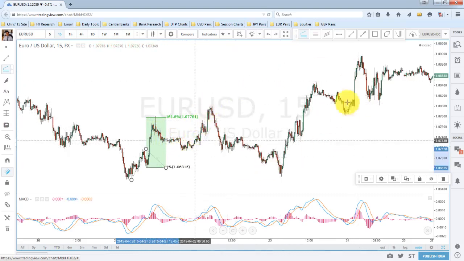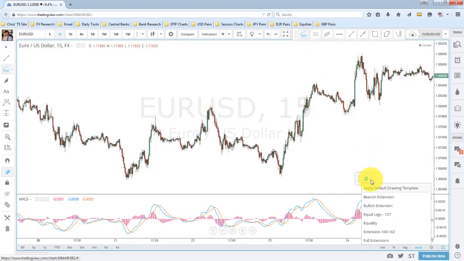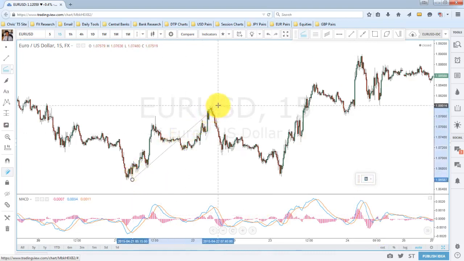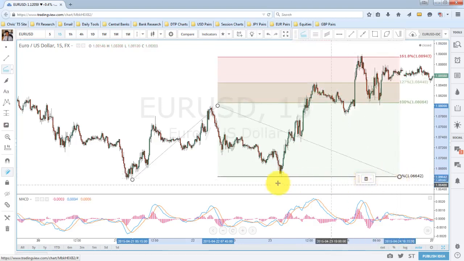Now let's look at the extensions on the larger swing. Let me just get rid of these. And I'm going to go back to our regular extensions here. And we're going to measure from this low to the high, okay, back down to the low. The low is right here, this point. And you can see how this projected out.